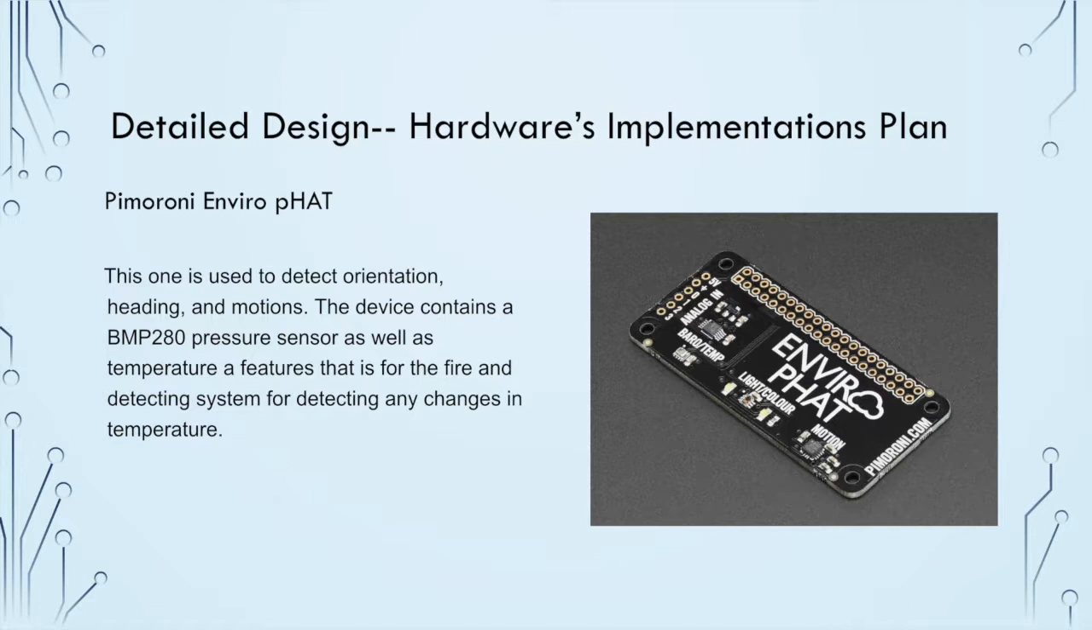For the hardware part, I will introduce some important hardware. The first one is EnviroPi. This one is used to detect orientation, heading, and motion. The device contains a BMP280 pressure sensor as well as temperature features. That is for the fire detecting system, for detecting any changes in temperature.